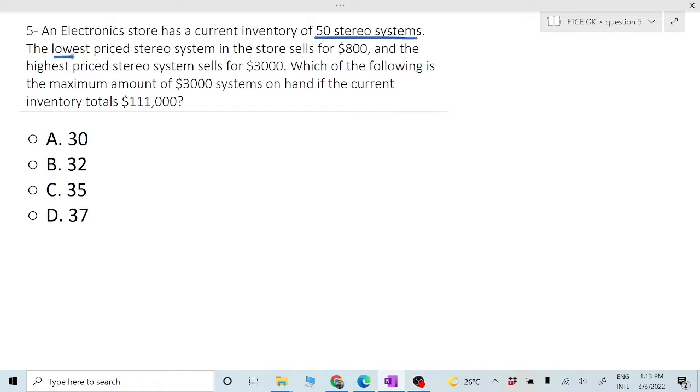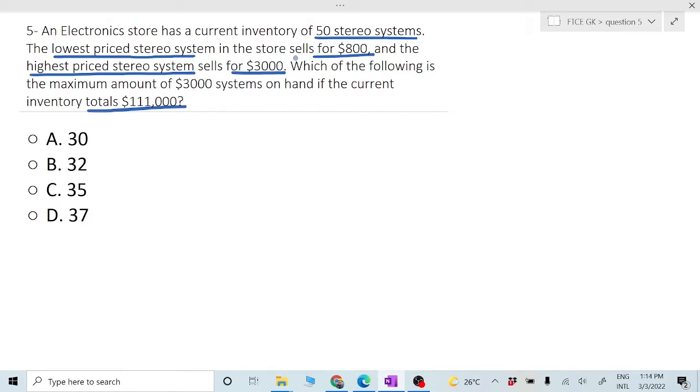An electronic store has a current inventory of 50 stereo systems. The lowest priced stereo system in the store sells for $800 and the highest priced stereo system sells for $3,000. Which of the following is the maximum amount of $3,000 systems on hand if the current inventory totals $111,000? To solve this problem, we underline the important information.